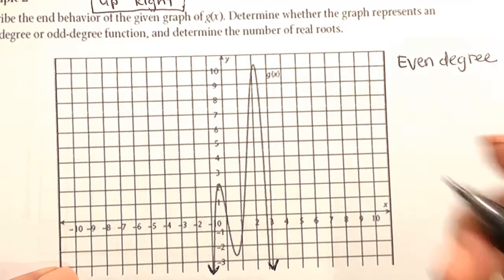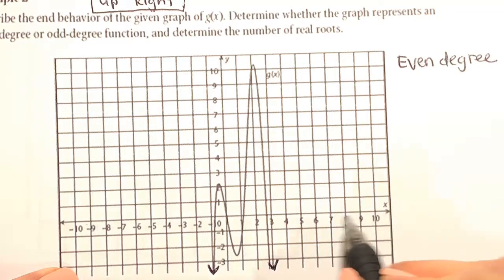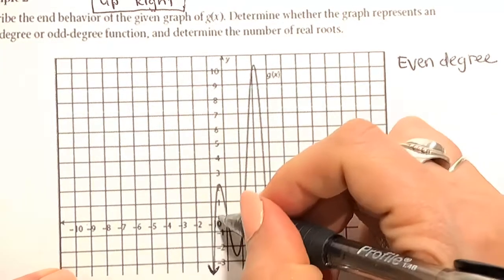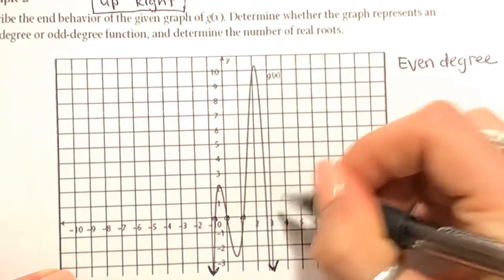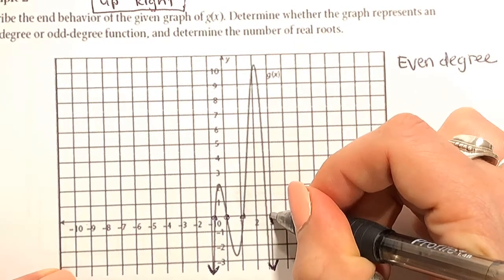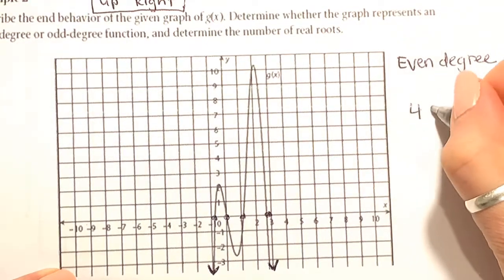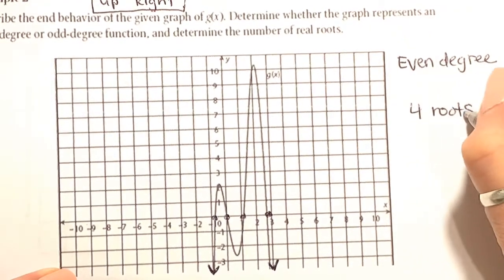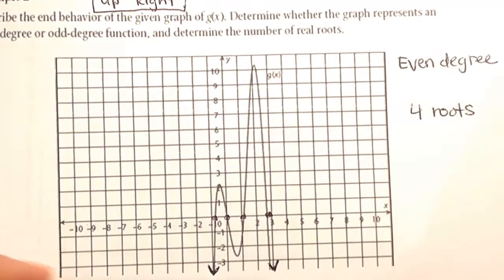Remember, roots are just another name for intercepts. So if this is my x-axis along here, we have an intercept going here, 1, 2, 3, 4 times it crosses. So there are 4 roots. I think that's all I asked, right? Just whether it was even or odd degree. We decided it's even, and then how many roots it has. So it had 4. It crosses 4 times.